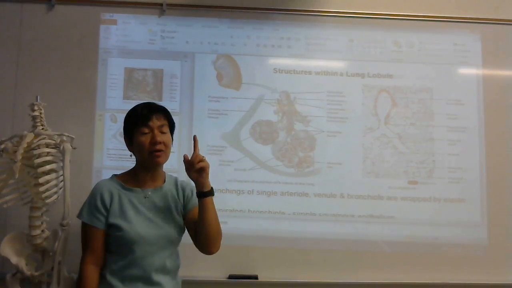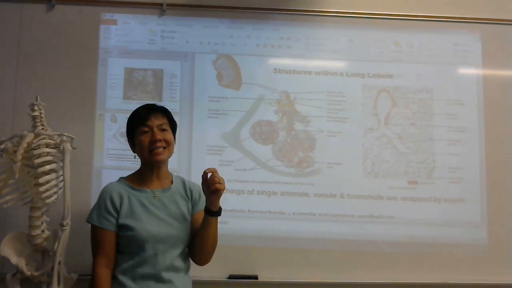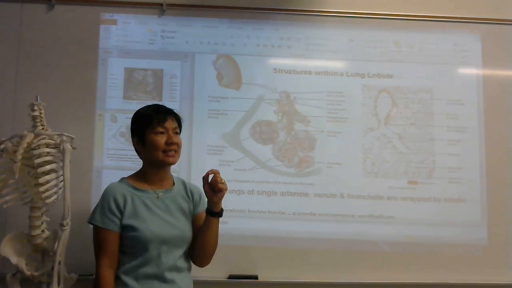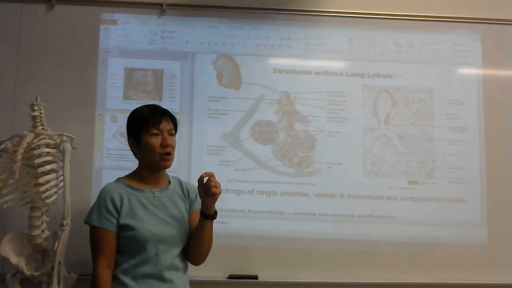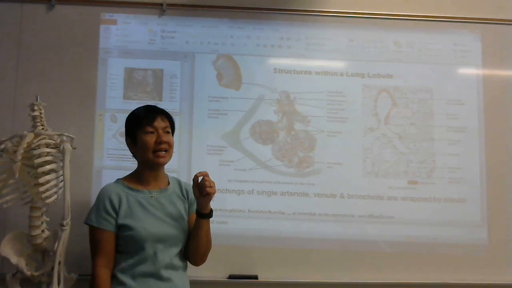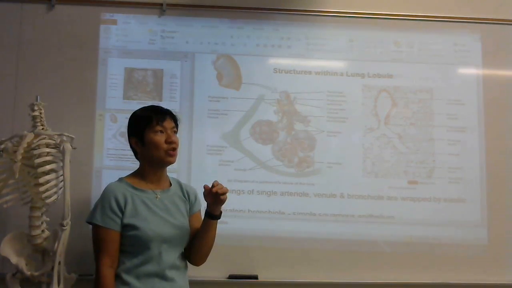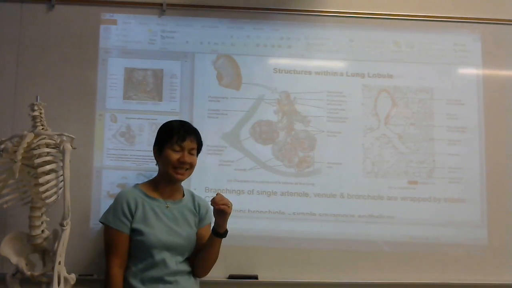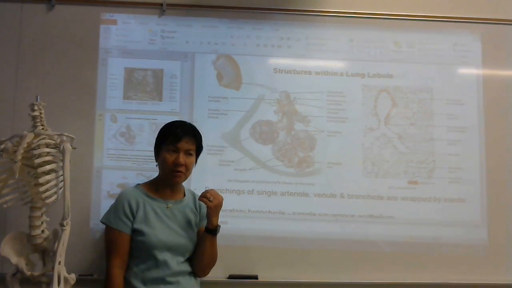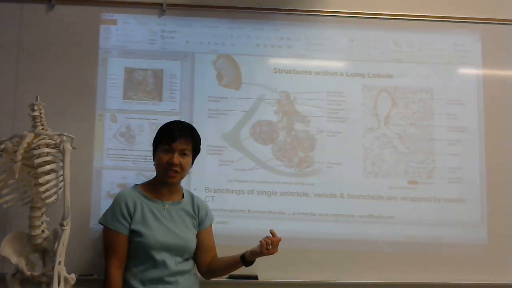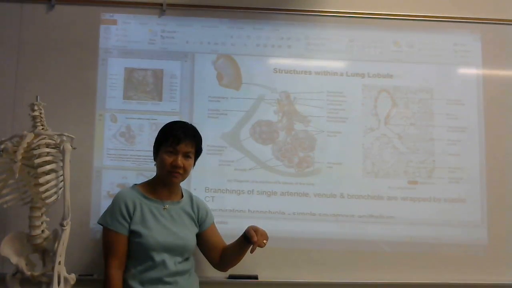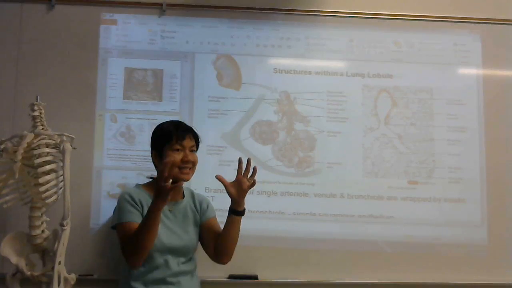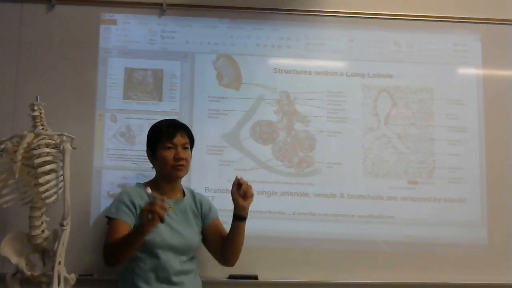Now, you're going to write down in your notes, exhalation is a passive process. It's passive. What that means is there is no muscle or no nerves required for exhalation to happen. Remember, you have nerves for inhalation, the phrenic nerve and the intercostal nerves. To exhale, there's no nerve required.